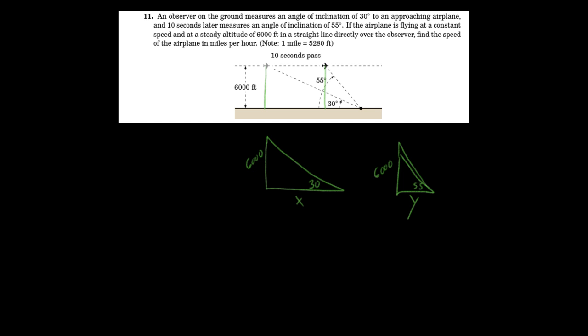Now, my hint to you is that in order to figure out the speed that the plane is going, you need to find this distance right here. Okay, so this distance is going to be x minus y. So use right triangle trigonometry to find x and y, and then calculate what that distance is. Now, you're going to be in feet when you calculate that distance.